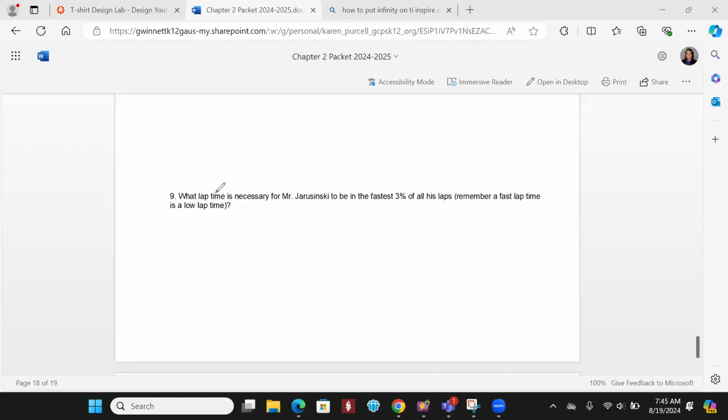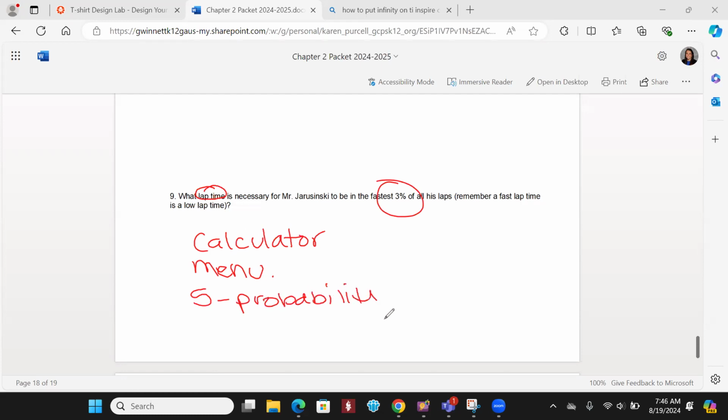This says, what lap time is necessary for Mr. J to be in the fastest 3% of all lap times? Okay. So kind of the same setup that we did a second ago. You've got to make sure that you're in that calculator mode. You're going to hit menu. You're going to hit 5 for probability. You're going to hit 5 for distributions.